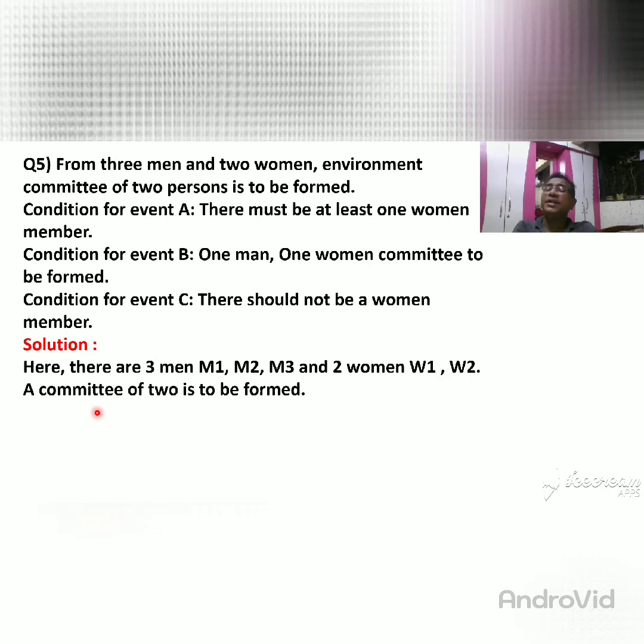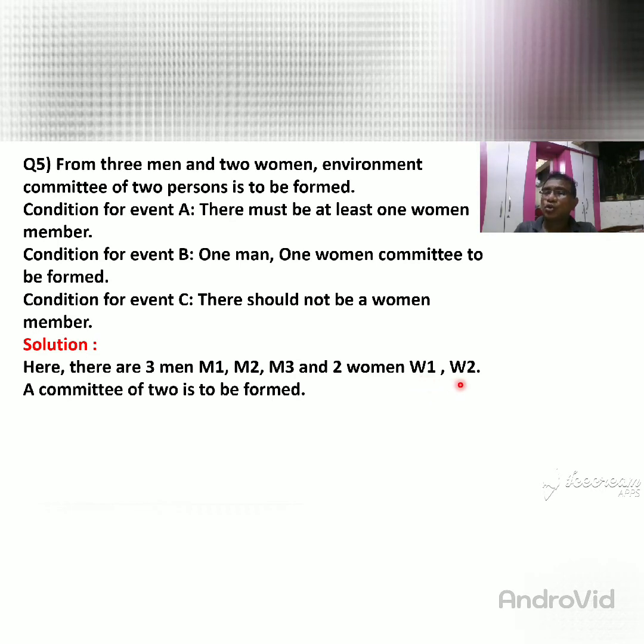So I want to make a committee. You have seen the example of boy and girl. If you understand that example, then this example can be easily solved. In that example, we do boy first, say B1. B1 can be paired with all girls, and with boys also. Here, M1 can make pairs with M2 and M3, then M1 can make pairs with W1 and W2.